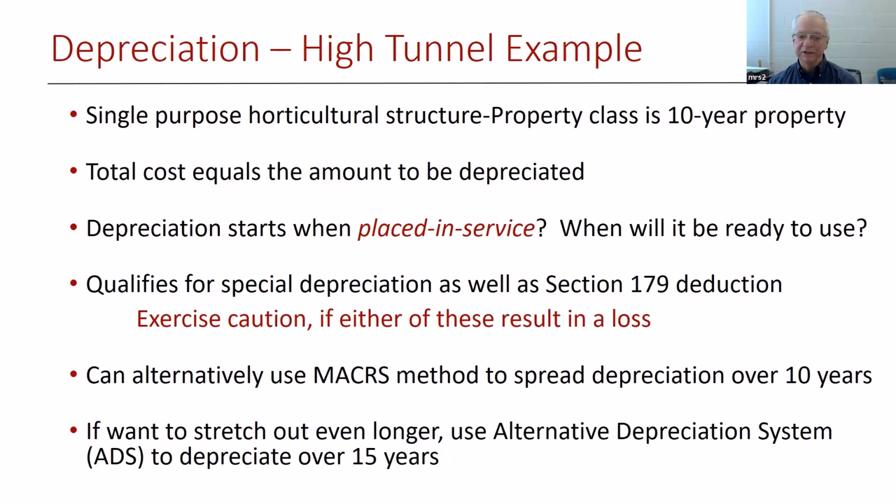If you do want something left over, you have to elect out of special depreciation by attaching a statement to your form saying you elect out for this property class. If I want to slow it down, I can use MACRS method to spread that cost over 10 years. If I want to do it even longer, I can use it to spread it out over 15 years.